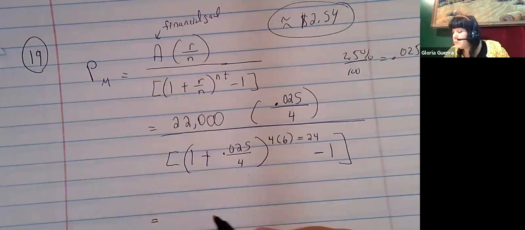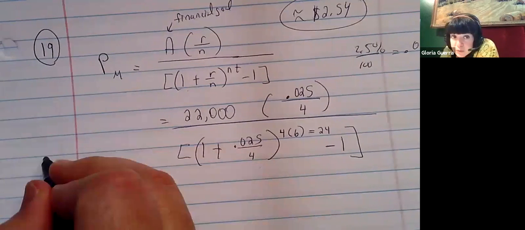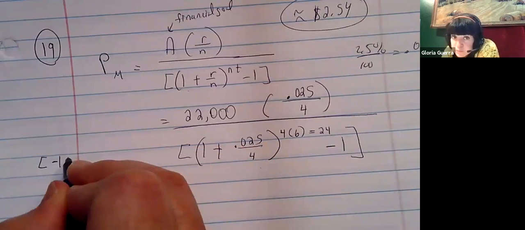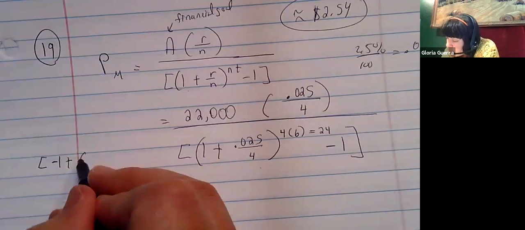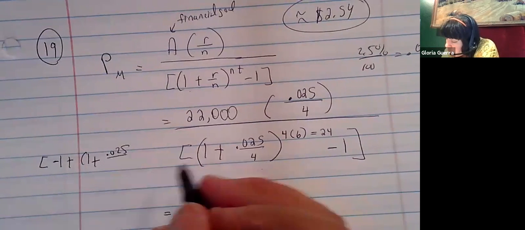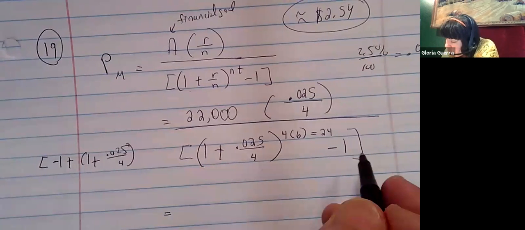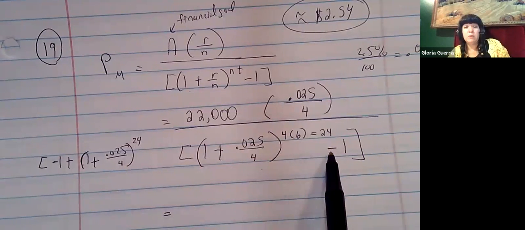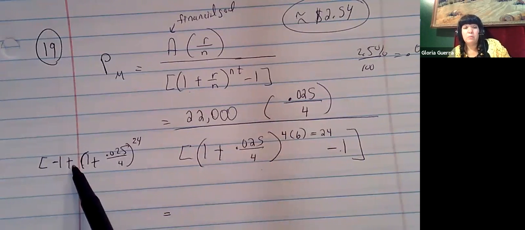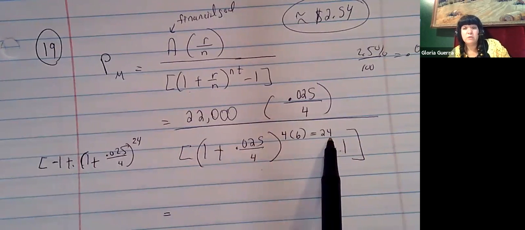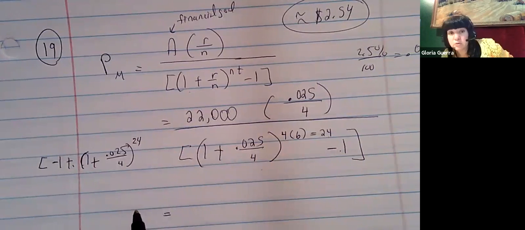Sometimes what I'll do on the denominator is put the minus 1 in front. I will put this right away, minus 1, and then I'll put a plus, and then I put this here, 1 plus 0.025 over 4, raised to the 24th power. Sometimes in my work I put this annoying little minus 1 in the front, and I put a plus sign, and then I put this part, because I'm concerned I'm going to forget about it once I finish. So let's just keep that in mind. It's an option for you.